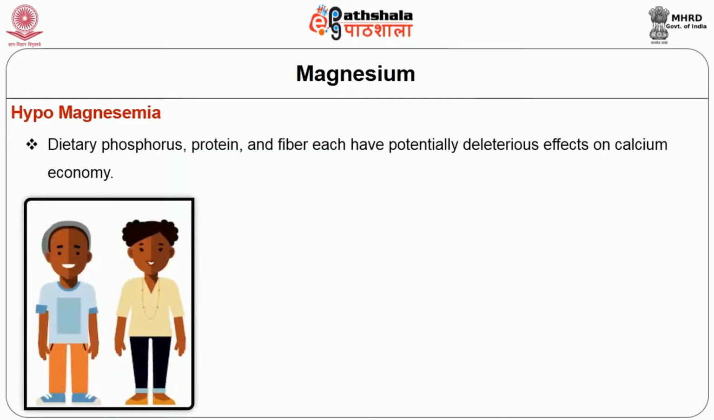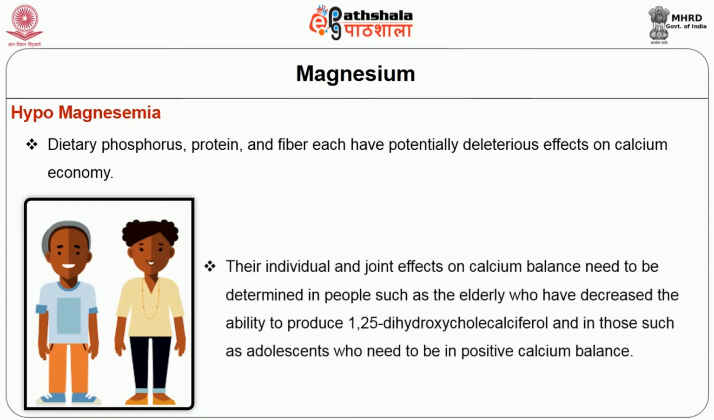Dietary phosphorus, protein and fiber each have potentially deleterious effects on calcium economy. Their individual and joint effects on calcium balance need to be determined in people such as the elderly, who have a decreased ability to produce 1,25-dihydroxycholecalciferol, and in those such as adolescents who need to be in positive calcium balance.